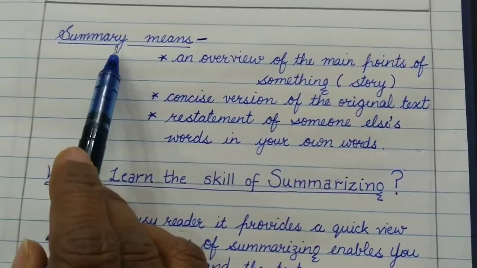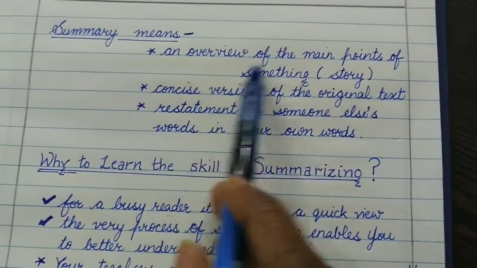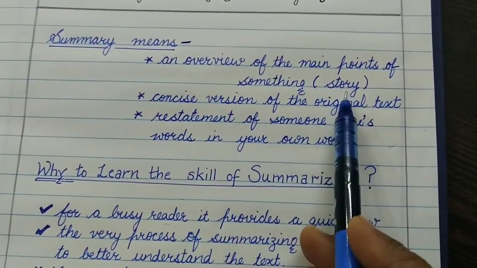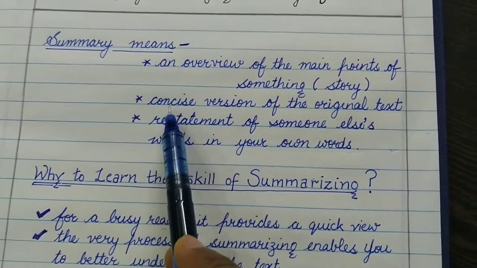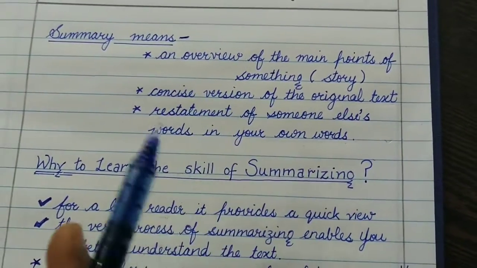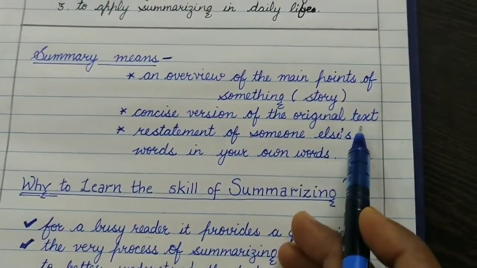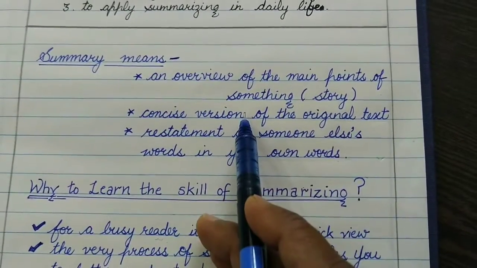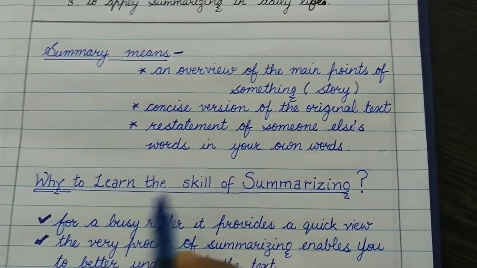What does a summary mean? Summary, as I already told, is just an overview of the main points of something. Here we are going to talk about a story. Or we could say summary is a concise version. Concise means brief, right? Version of the original text. Whatever the original text is, how you have put the original text in your own words in a shorter way.